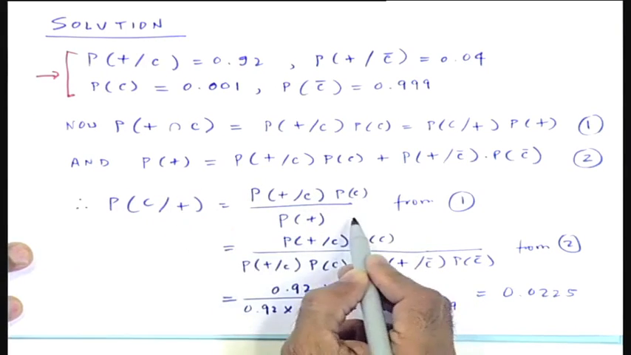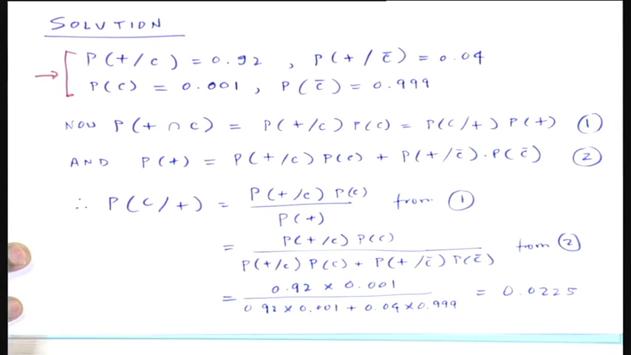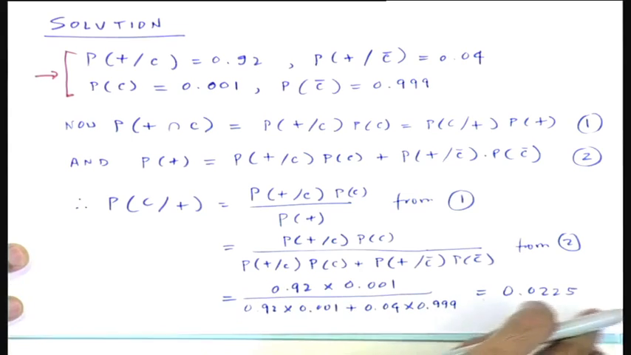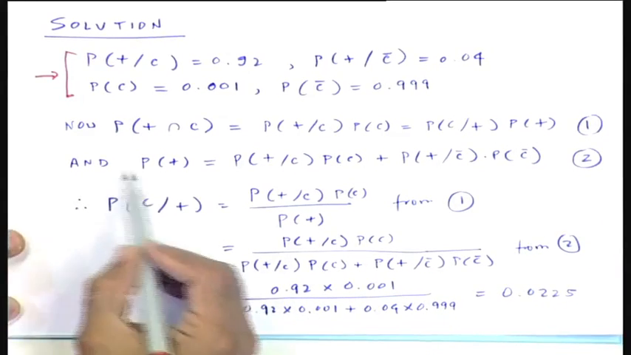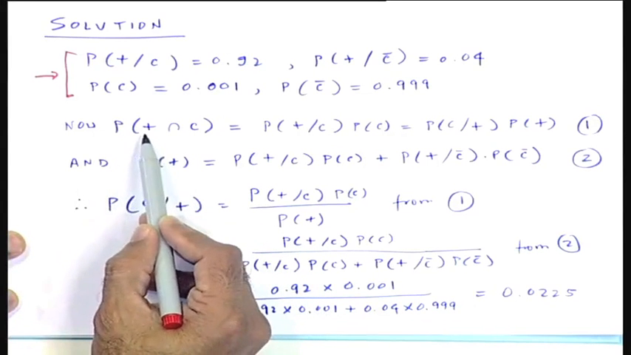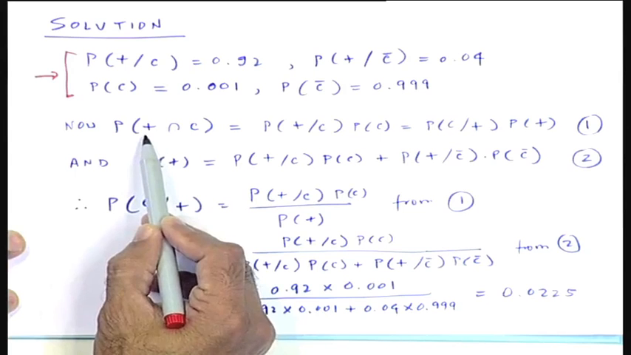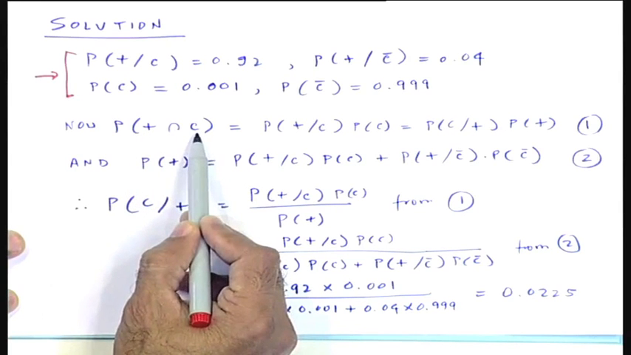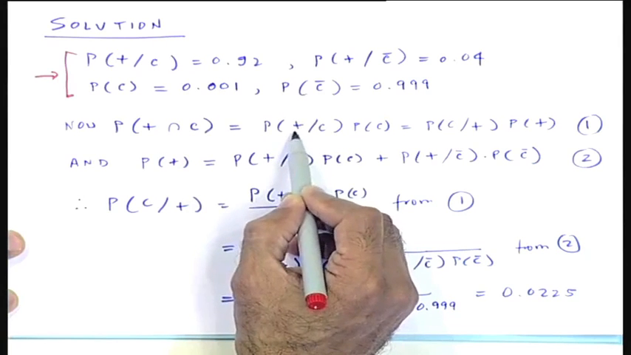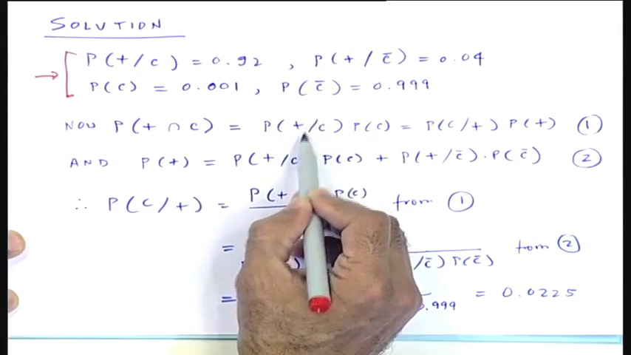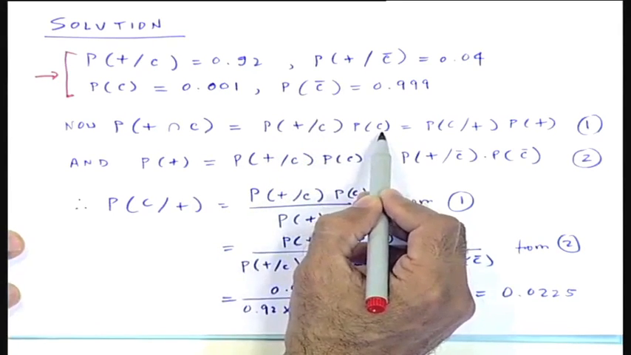How did I find this formula? This came straight from our conditional probability formula, and I'm going to show you that formula in just one minute. What we have to do now is look at this intersection here. The probability that the test is positive and the person has cancer is equal to the probability the test is positive given he has cancer, multiplied by the probability he has cancer.